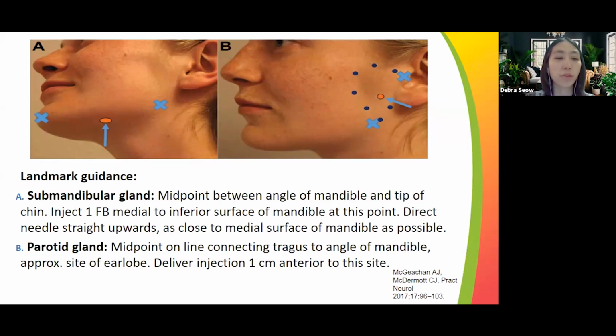So for the submandibular gland, if you look at the one on the left, they actually look at the midpoint between the angle of the mandible and the tip of the chin. So they actually inject one finger breadth medial to the inferior surface of the mandible with a direct needle straight upwards and as close to the medial surface of the mandible as possible. And for the parotid gland, it's usually 1 cm anterior to the midpoint on the line connecting the tragus to the angle of the mandible, approximately at the side of the earlobe.